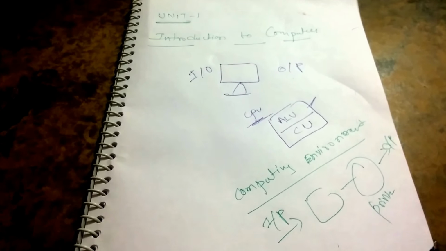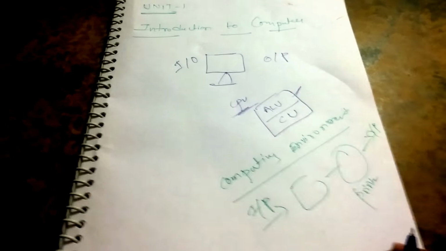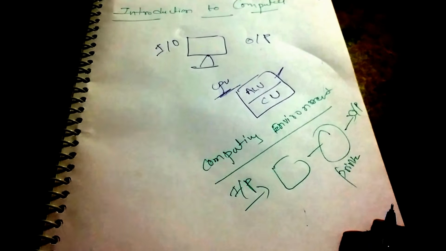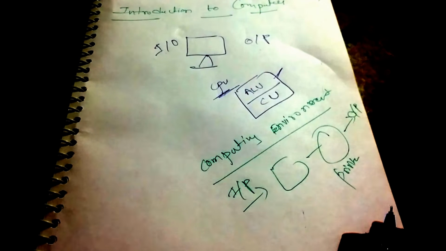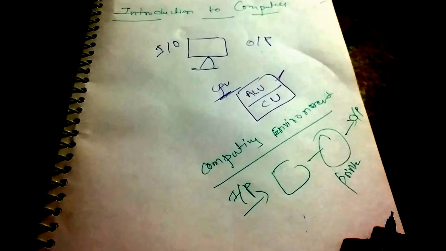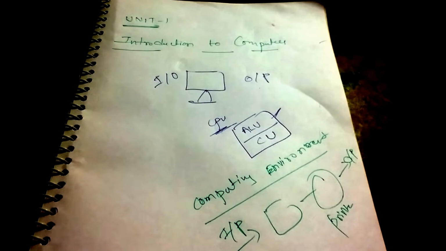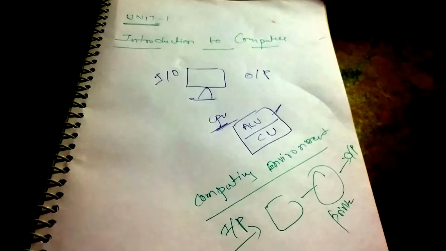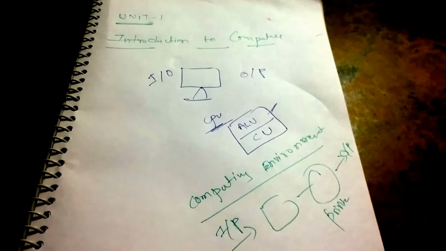Unit 1 Introduction to Computers. What does the word compute mean? The word compute means to perform the calculation. Earlier, computers were used for calculation purposes. So they were called computers, and we're still calling it a computer, though it is performing many other tasks.